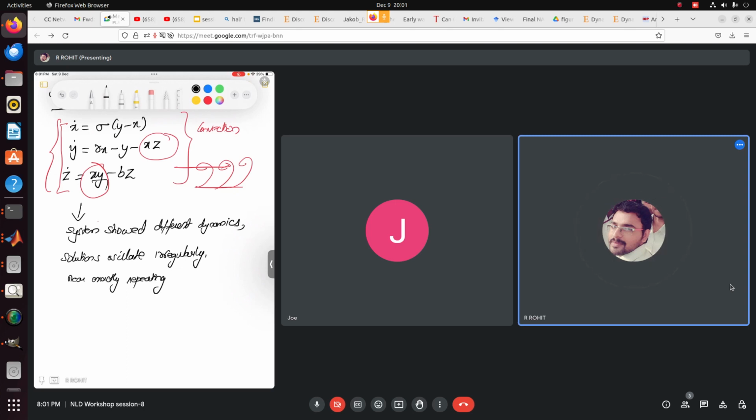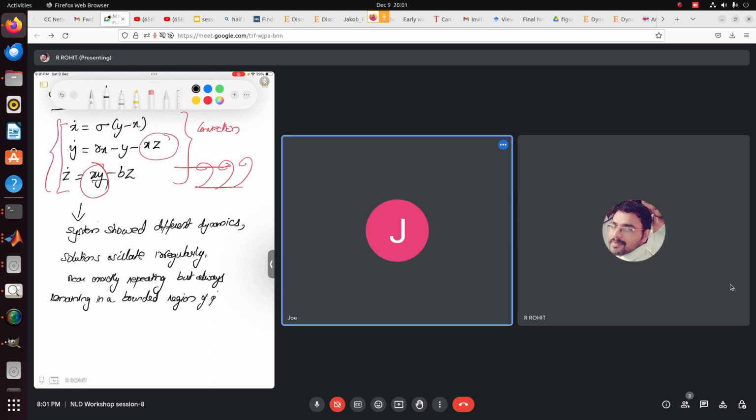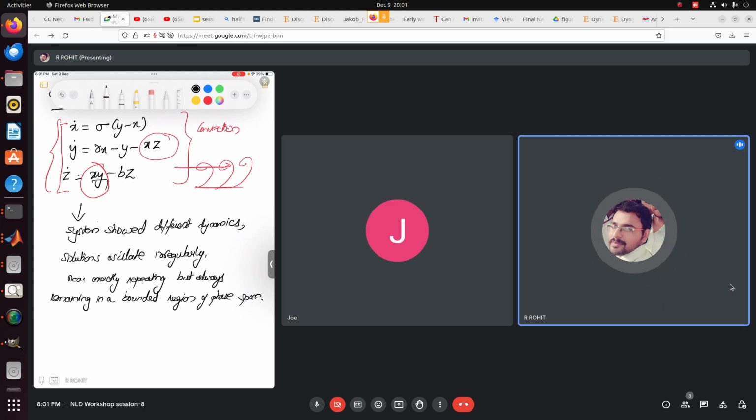Never exactly repeating, but always remaining in a bounded region of phase space. So this was his finding, and people initially didn't accept it, but eventually when it was discovered, this never-repeating case is what people now call a strange attractor.